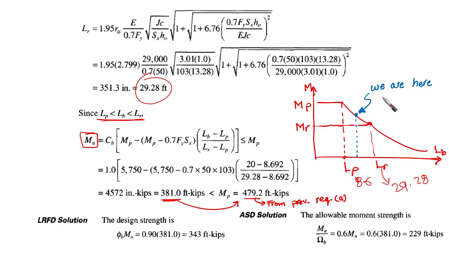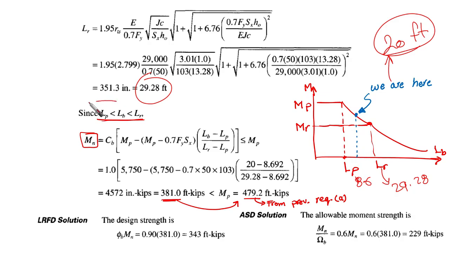Our length is what? We are here because we are at 20 feet, right? So we are in between. What is the failure mode here? It is going to be inelastic lateral torsional buckling. Inelastic lateral torsional buckling. Okay, that's very important. This is the failure mode that we are expecting because of the unbraced length of 20 feet.